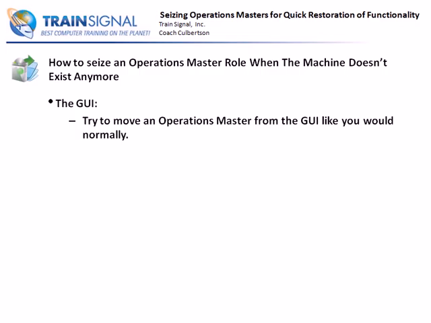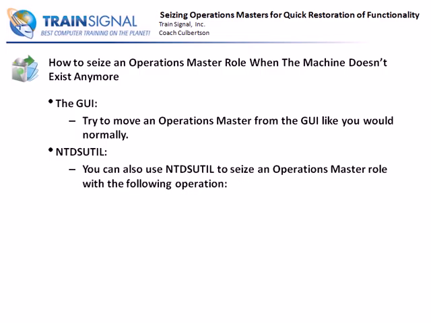So again, nothing really new here, but when you try to move an operations master from another machine that doesn't exist anymore, it's going to get angry with you. We'll see what that's going to look like. And then we can also change the operations master roles using ntdsutil. This is a command line option we've been taking a look at in a couple of videos here. And we can also seize it with this following operation.